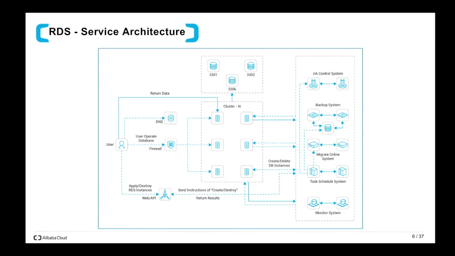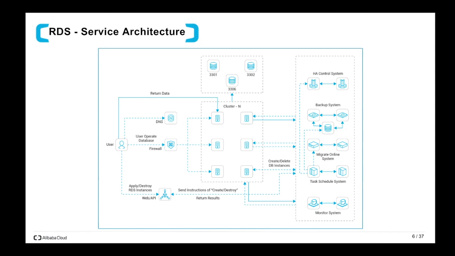Let's see the service architecture of the RDS product. This picture shows the core components provided by RDS. In the middle of the picture, there is a cluster. The RDS instance will run on this cluster. This cluster is on our Apsara platform, which is a virtualized system that provides high availability features. On the right side of this picture are some core components, like the monitoring system, used to monitor the real-time status of the RDS instance, like memory usage, disk space usage, and CPU usage.